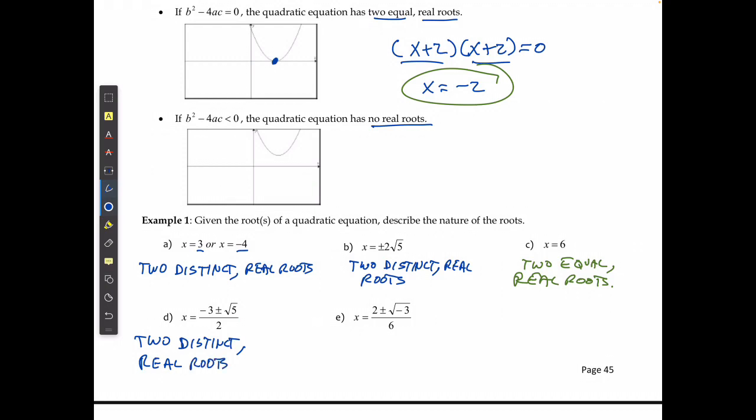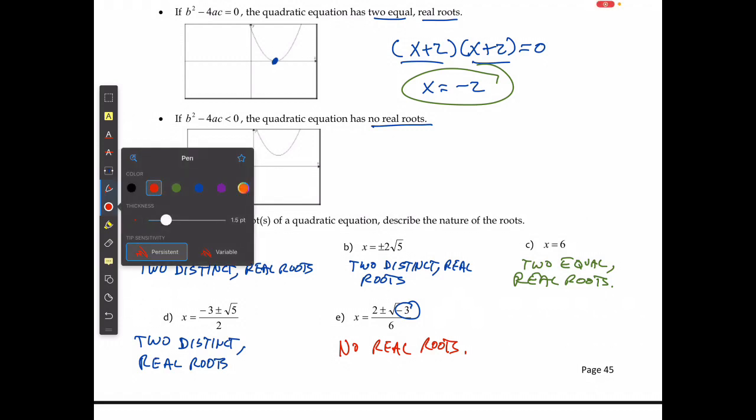And the last example, 2 plus or minus the square root of negative 3 over 6. I can't take the square root of a negative. This is no real roots. So, if I need to actually solve it for myself, and it wants us to state the nature of the roots, then the first thing I'm going to do is I'm going to put it in general form. 9x squared minus 30x plus 25 is equal to 0. This one is already in general form, and this last one I'd have to multiply it out and then move it to the left. This is going to be 4x squared minus 20x plus 25 is equal to 0.